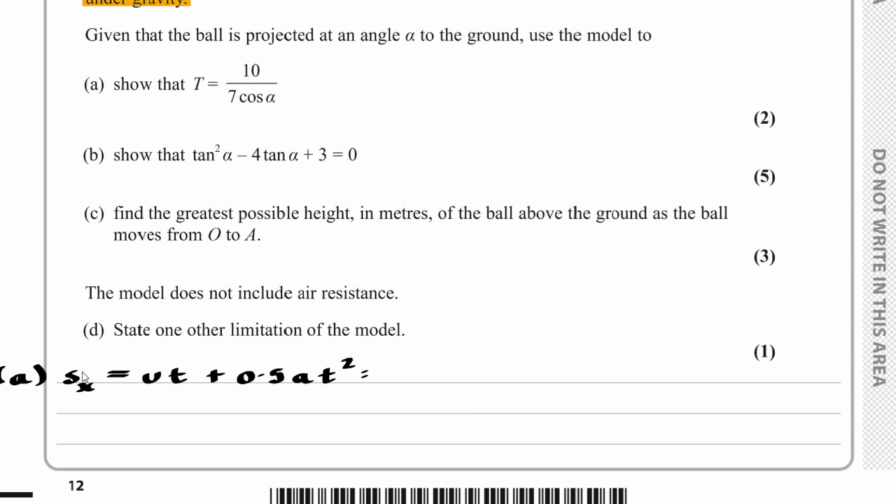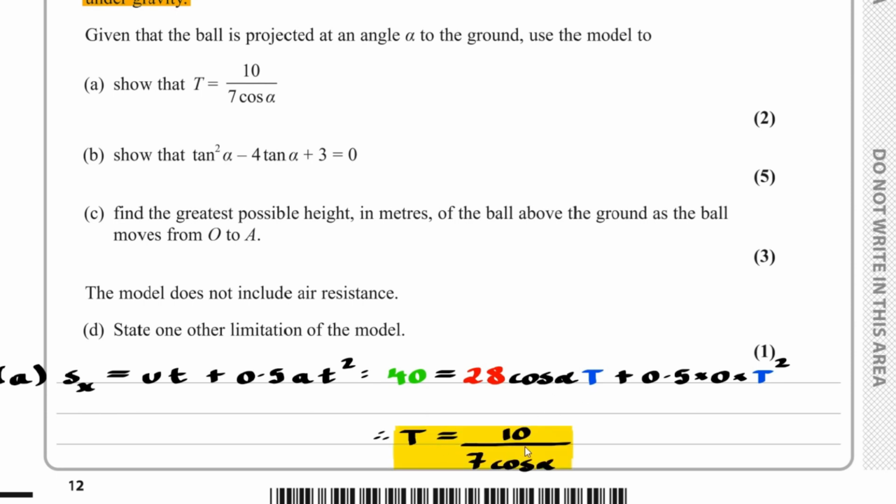So for part A, sx is equal to ut plus a half at squared. sx is 40. This is equal to the horizontal component of the velocity, 28 cos alpha. We multiply this by t. We add on to this a half multiplied by the horizontal acceleration, which is 0, multiplied by t squared. And if I divide through by 28 cos alpha, you will find t to equal 10 over 7 cos alpha.